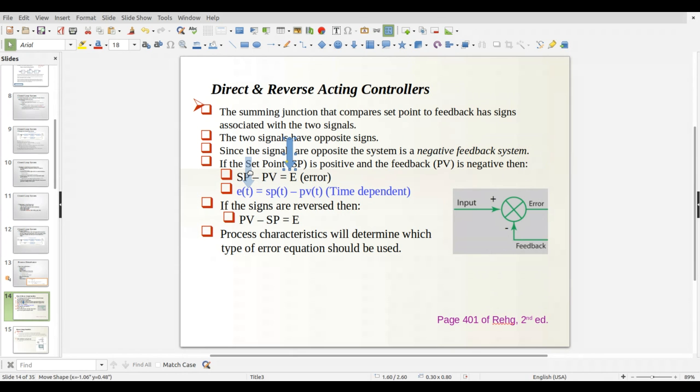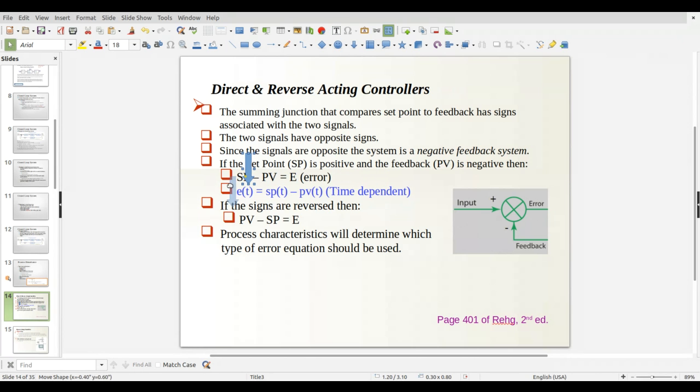Now in this lower equation here, E is the error, and this T value represents time. This is just showing us that any control system is going to be dependent on time, because as your sensor is feeding back different values at different times, your error is going to change with time. So that's why this shows time dependence.